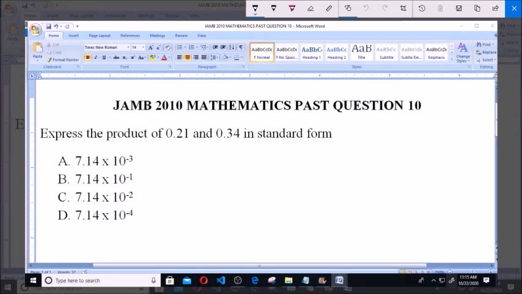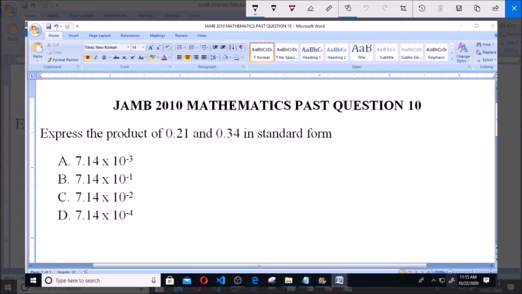I will be answering JAMB 2010 Mathematics Past Question 10. Express the product of 0.21 and 0.34 in standard form. A. 7.14 multiplied by 10 raised to the power minus 3. B. 7.14 multiplied by 10 raised to the power minus 1. C. 7.14 multiplied by 10 raised to the power minus 2. And D. 7.14 multiplied by 10 raised to the power minus 4.